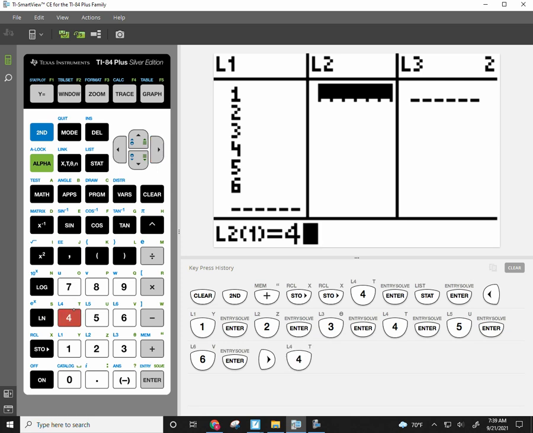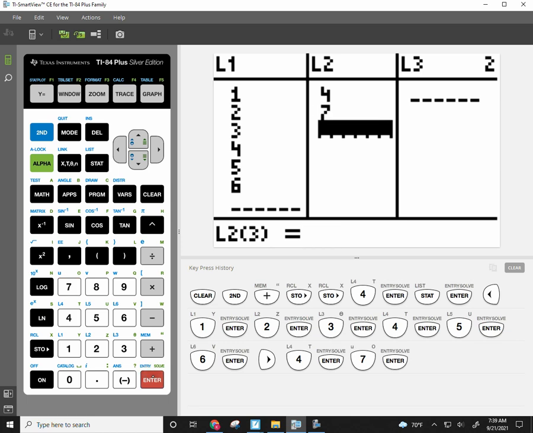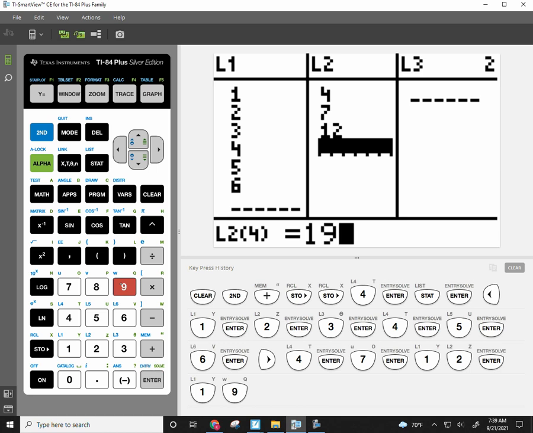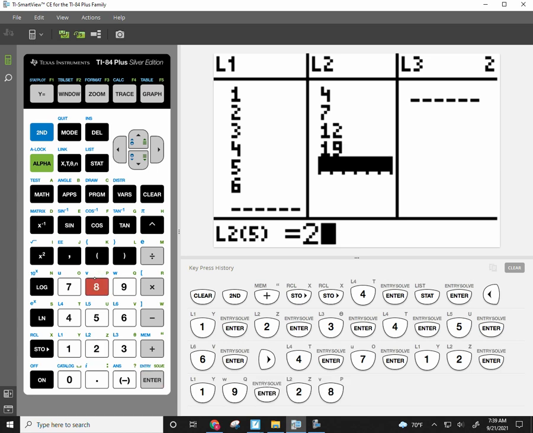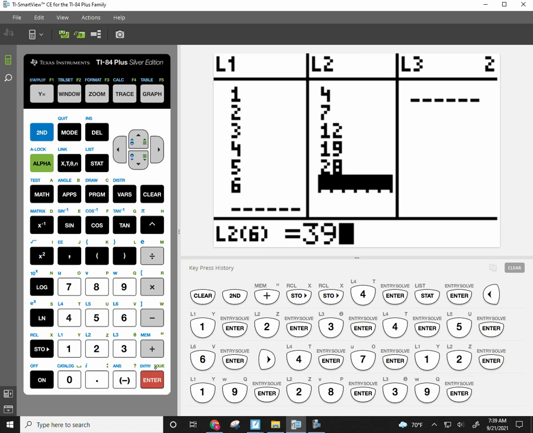So I have 4, 7, 12, 19. Everybody good? Double check that your lists are both the same length. If you're good, now we're ready to do our quadratic regression.